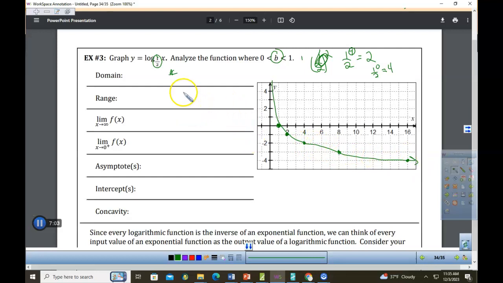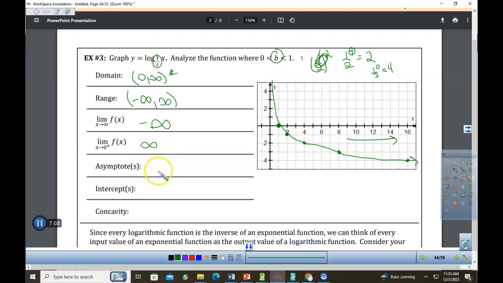So now, my domain's the same as the growth, or the inverse of a growth. It's going to be from 0 to infinity, and I don't cross 0. My range is going to be the same, from negative infinity to infinity. My limit as x goes to infinity will change. As I go to the right, my function will keep going down to negative infinity, slowly but surely. My limit as I approach 0 from the positive side is going to be infinity.